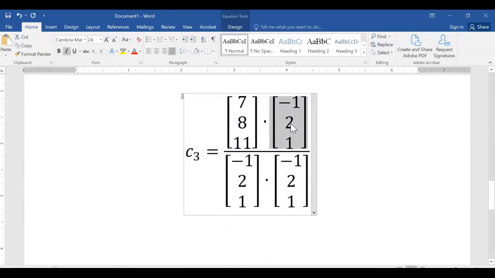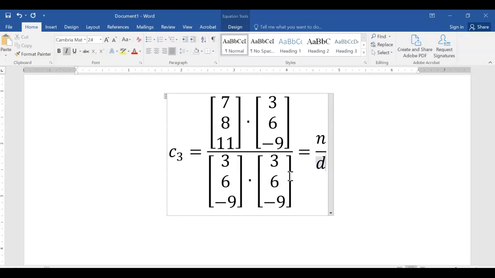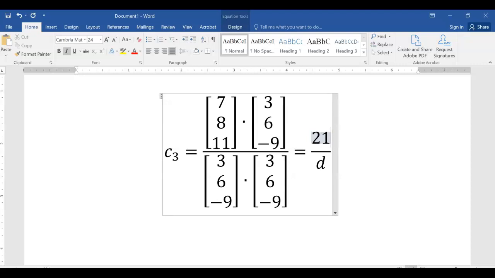So I'm going to take the inner product of (7, 8, 11) with (3, 6, -9), and then divide by the inner product of (3, 6, -9) with itself. By the way, notice that the denominator is just the square of the length. So we get numerator over denominator. Numerator is going to be 21 plus 48 minus 99.